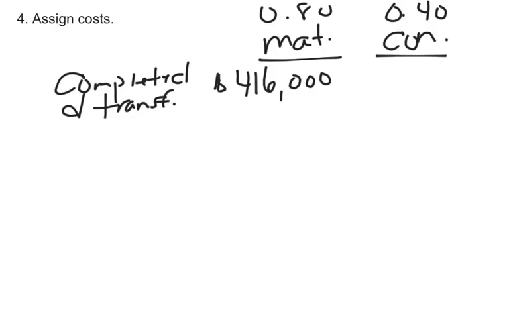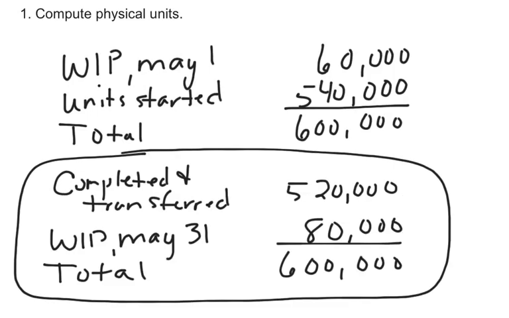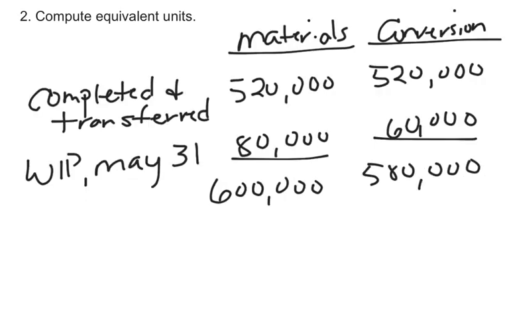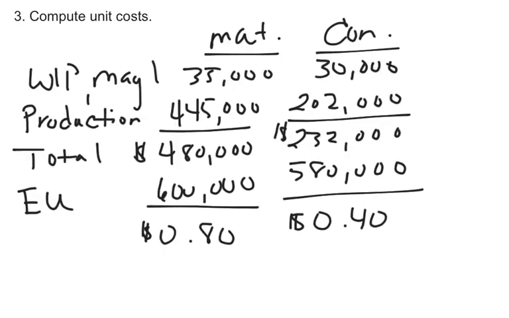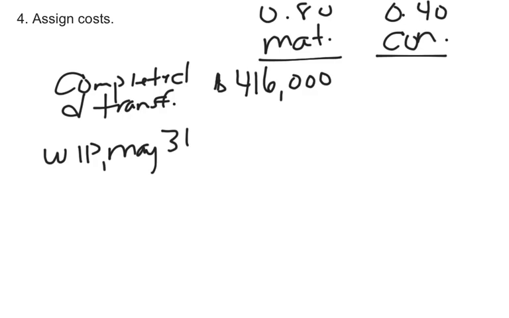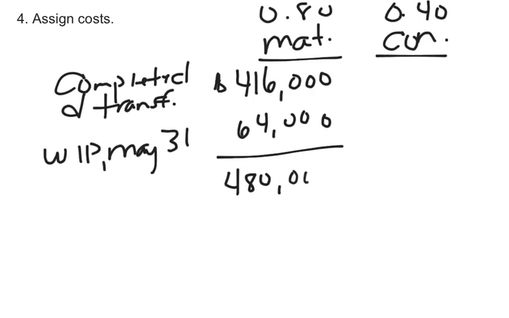Now, before I go back, we also have our ending work in process. So let's go back and look at equivalent units for that. We had 80,000 equivalent units for materials for our ending work in process, and we are applying that at a rate of 80 cents per unit. So that should come to $64,000 for our ending work in process. That gives me a total of $480,000 for the application of our material cost.